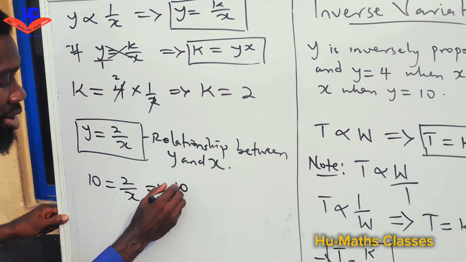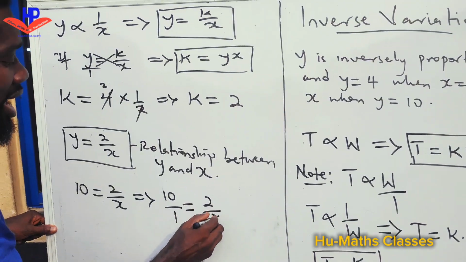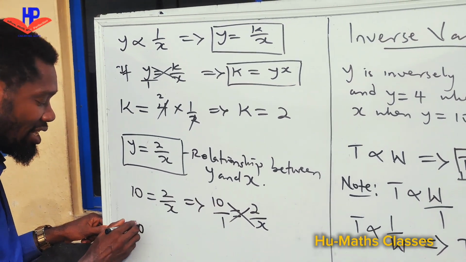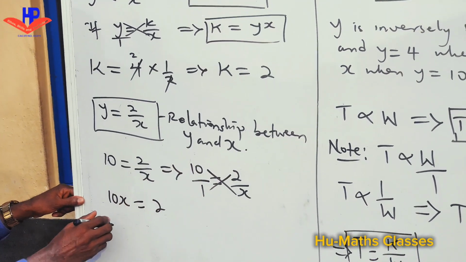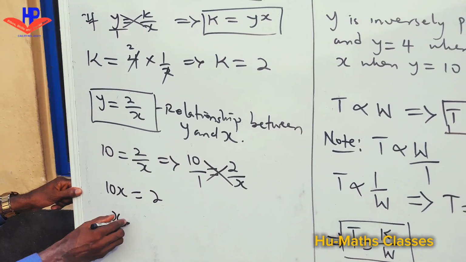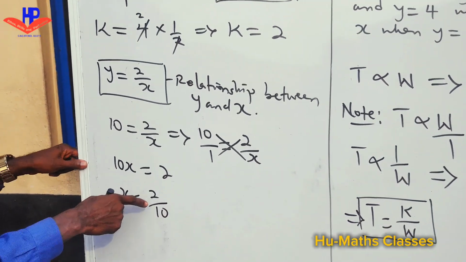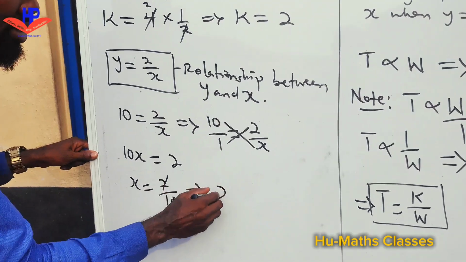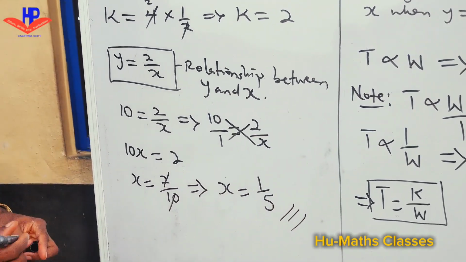Recall that 10 can be written as a fraction, 10 over 1, is equal to 2 over X. Then cross multiply. X will multiply 10, that will give us 10X is equal to 1 times 2, which is 2. Now to find X, we have X is equal to 2 divided by 10. That's dividing both sides by 10. You're going to have 2 over 10. If you reduce it further, then X will be equal to 1 over 5. This is our final result.